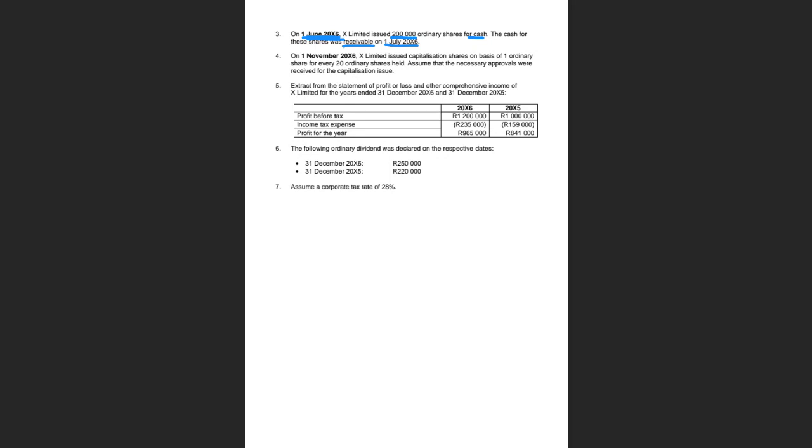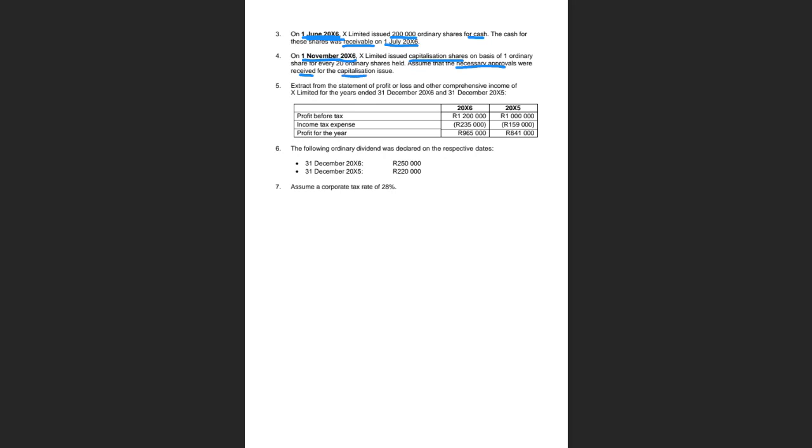Okay, important. So then the next sentence says, on the 1st of October 2016, X Limited issued capitalization shares. So there was a capitalization issue, right? On the basis of 1 ordinary share for every 20 ordinary shares held. So we need to now figure out how many shares were in issue on 1 November 2016. That's our job now. How do we find that amount? We're going to deal with it just now. It says, assume the necessary approvals were received for the capitalization issue.